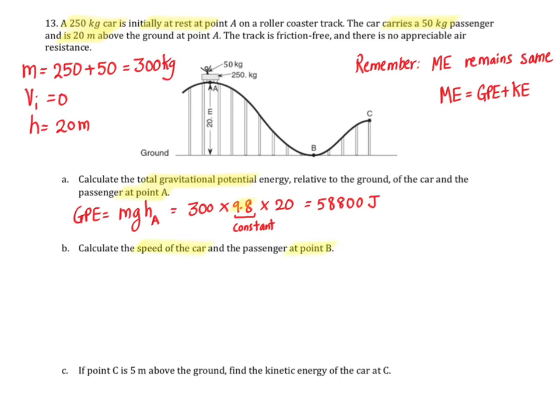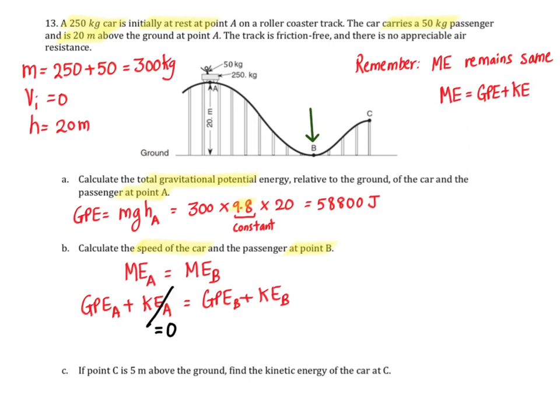Part B, calculate the speed of the car and the passenger at point B. So we want to find the speed at point B. We'll write conservation of mechanical energy, MEA is equal to MEB. Then we will substitute the formula: GPE plus KE at A is equal to GPE plus KE at B. Now at A we know that the car was at rest, so we can remove KE, that is kinetic energy, which will be 0. So we have GPE-A equal to the energy at B.